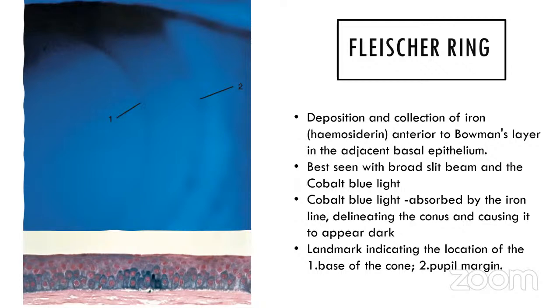Cobalt blue light is absorbed by the iron line, delineating the cone and causing it to appear dark. In the image, you can see the landmark is indicating the location 1 as base of the cone, and second is the pupillary margin.